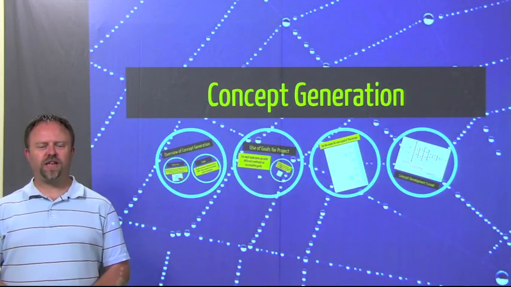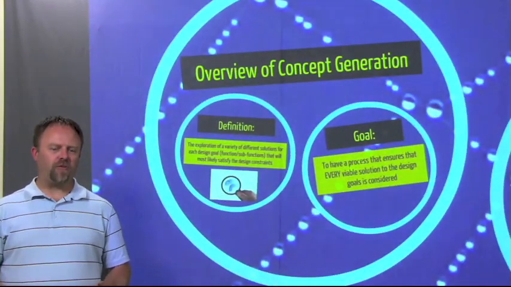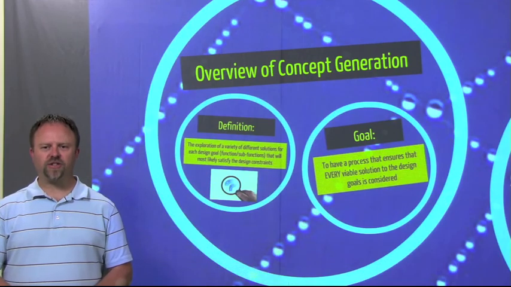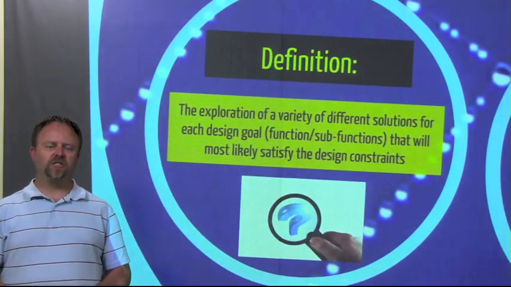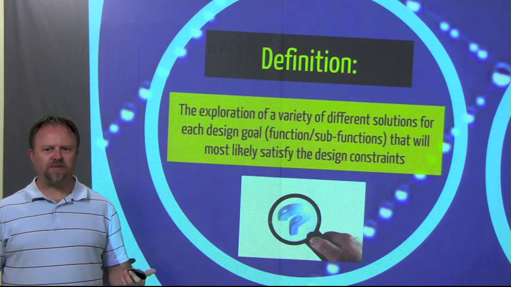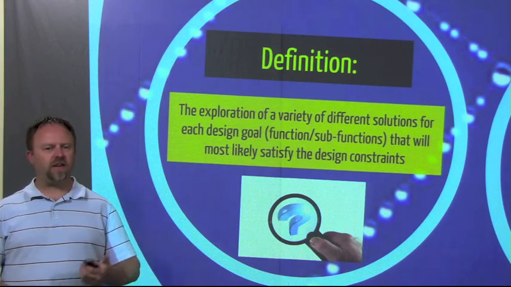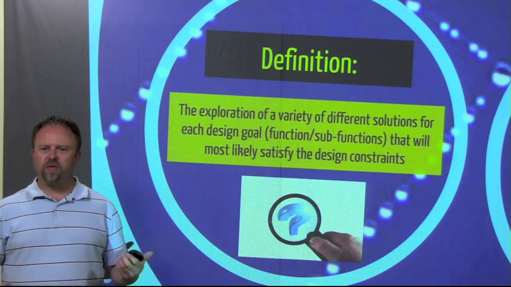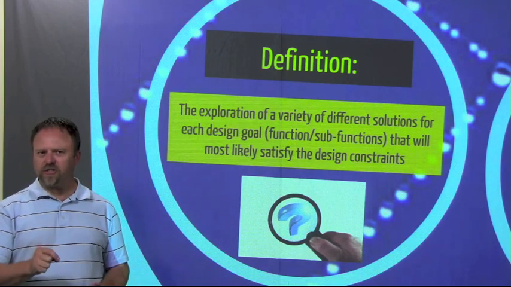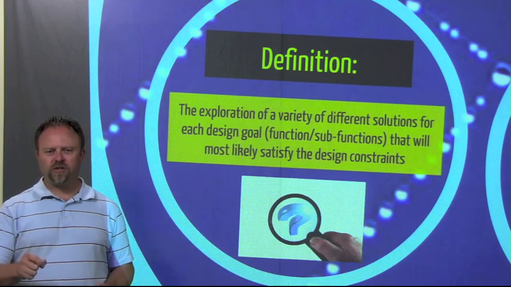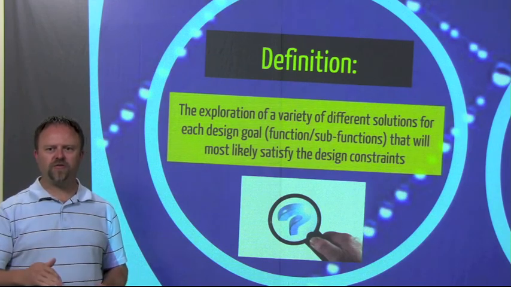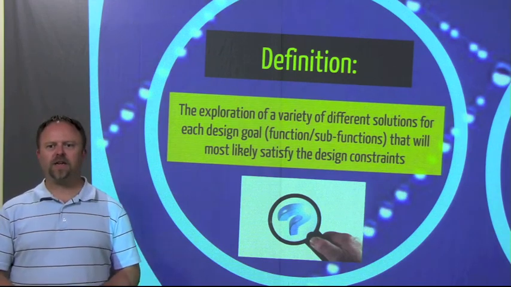Concept generation. Let's take a quick overview of how we're going to approach our idea of concept generation. We'll define it quickly as just we're looking to explore all possible ideas in order to meet our goals. We can have lots of ideas and we want to brainstorm and come up with as many ideas as possible. We have different functions that we have defined in our functional decomposition. We're going to try to achieve each of those functions with some type of idea.